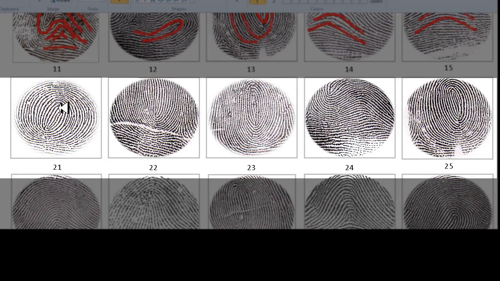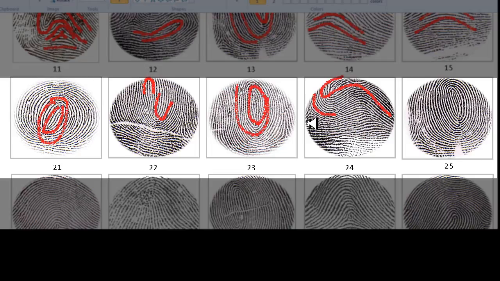21, clearly a whorl formation with the ellipse. Same way with number 22, we have what looks like a loop here, and then I have a looping formation here. This has to be a whorl. Again, elliptical whorl. Do you remember the loop over a plane arch? This is that very rare loop pattern.